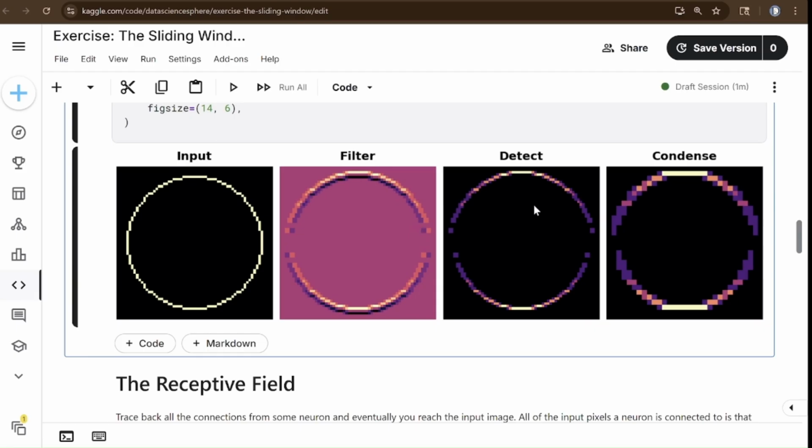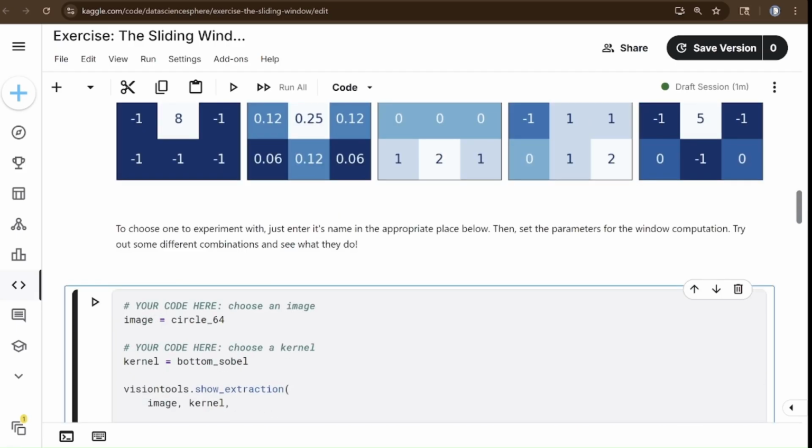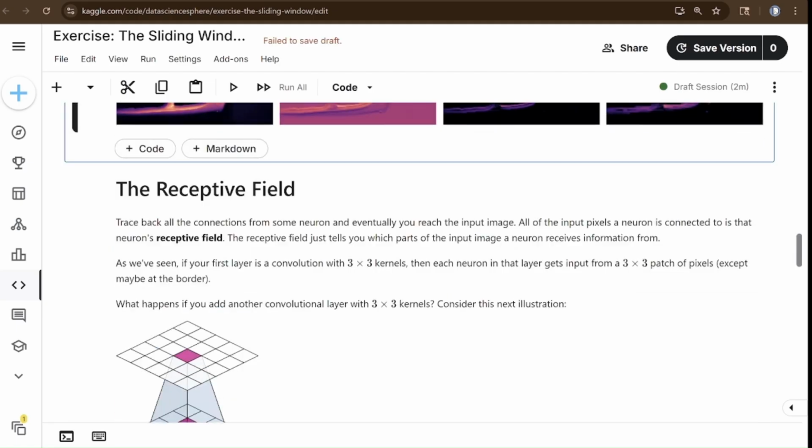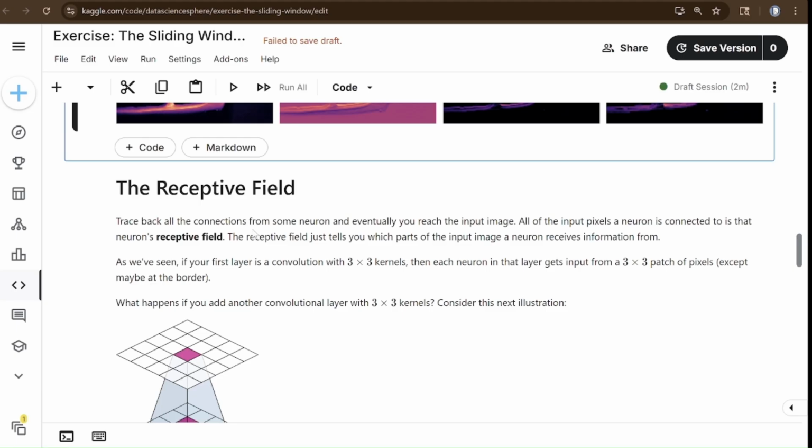See, first filter, detect, condense. Let's see with car. So if I write car, you can check with this also. Let's see. Let's understand what is receptive field. Trace back all the connections from some neuron and eventually you reach the input image. All of the input pixels a neuron is connected to is the neuron's receptive field. Receptive field just tells which parts of the input image a neuron receives information from. Okay, so a neuron is getting information from some part of the image, right? That part is known as receptive field.